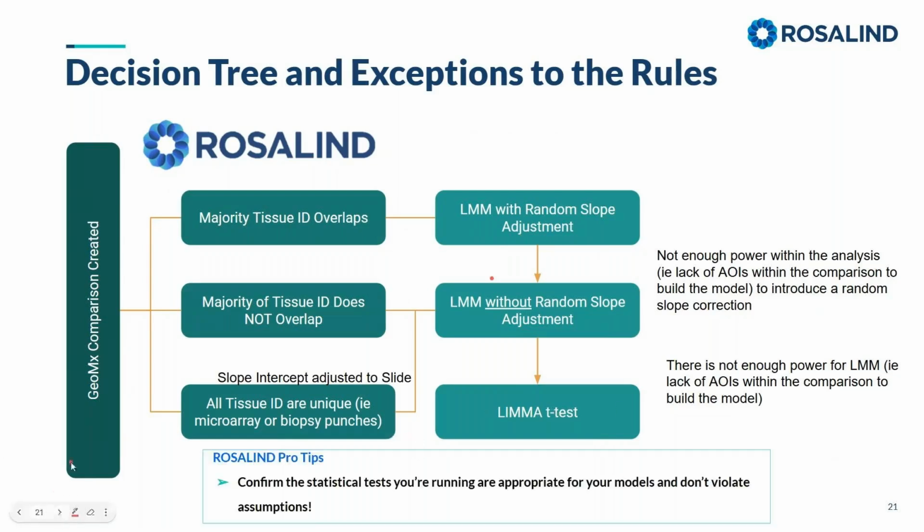And the most important thing to remember is that no matter what you use or where you're running your data, you need to remember to confirm the statistical test that you are running. If you don't know what statistical test is running your differential expression data, it's really important to confirm that test and also confirm that it is appropriate for your models and that your data is not violating the assumptions.